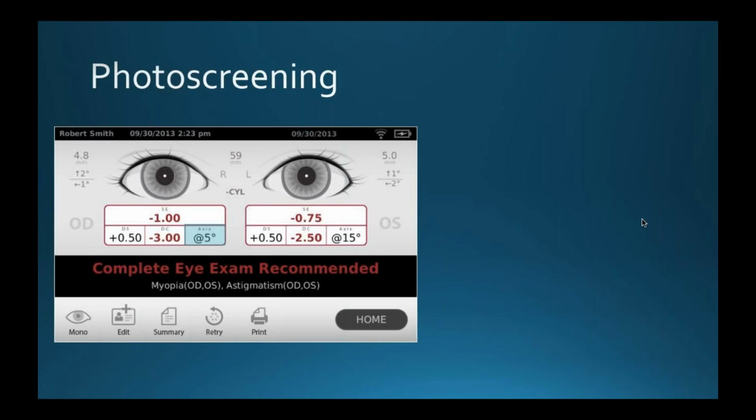And then the third number is the axis of astigmatism, which is basically saying, where does that football lie? Does it go up and down? Is it on an angle? And it gives us a little bit of number of where the astigmatism is.